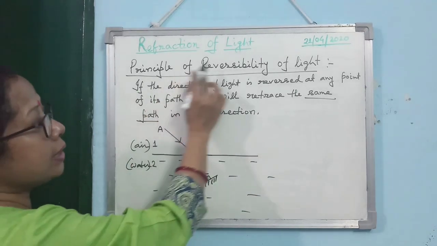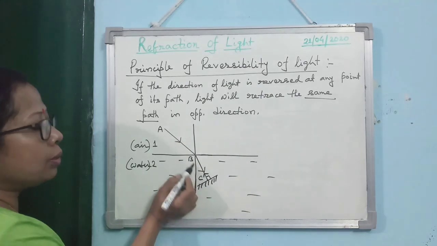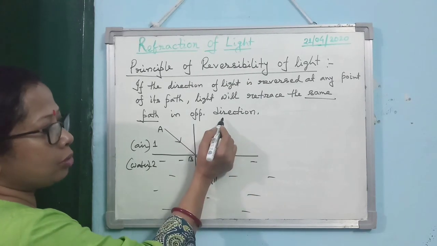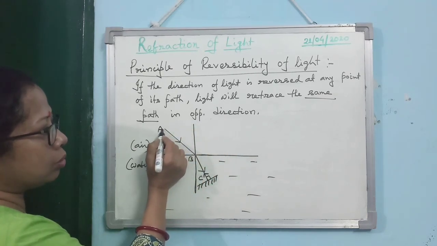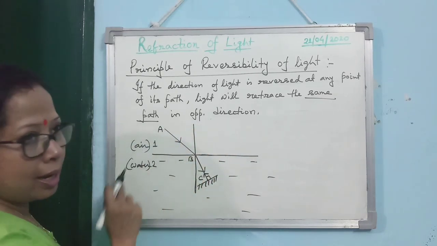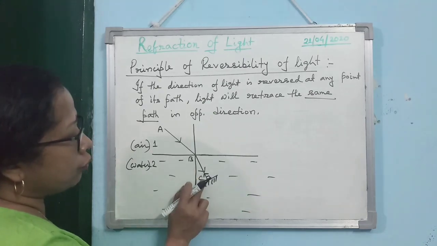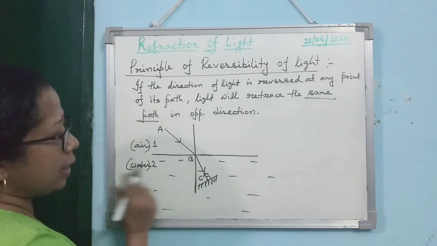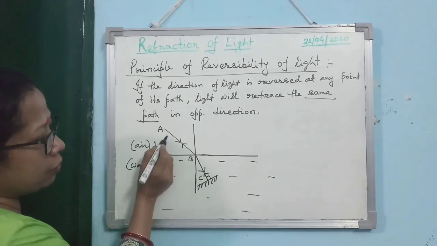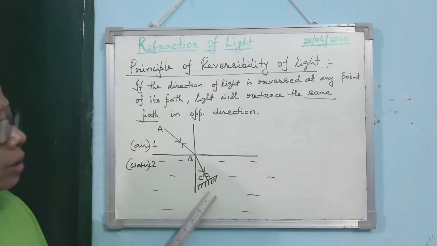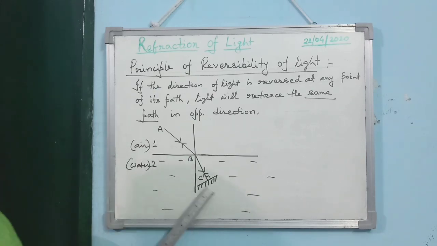Now according to this principle, what will happen? The light will not go from C to somewhere else and then take a different route back to A. Not like that. It will follow the same path. It will move from C to B and then to A. So as you see, you have to give the direction in the opposite manner. This is known as the principle of reversibility of light.